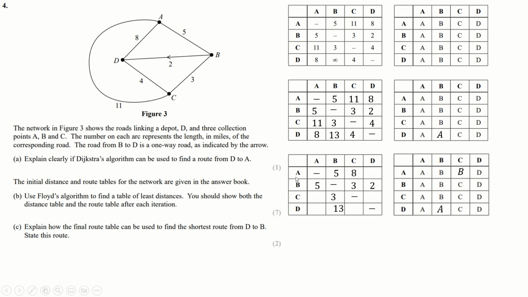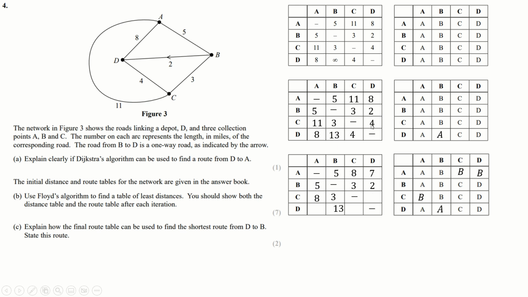A to D is 8. If we go to B first, that's 5, and then we add a 2 to get 7, so we'll replace that as well. C to A is currently 11. We'll go to B first, which is 3, and then to A, which is 5, so that adds up to make 8. We'll replace that, so lots going on here.